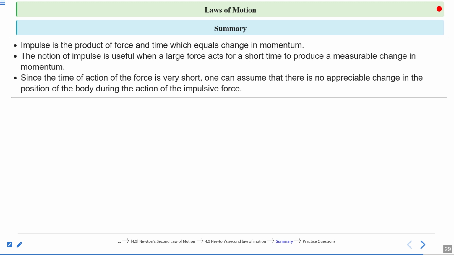Impulsive force: the time period is very small, delta t approaches 0. This shows the impulsive force. Impulse is equal to F into delta t, where delta t is a short time period.